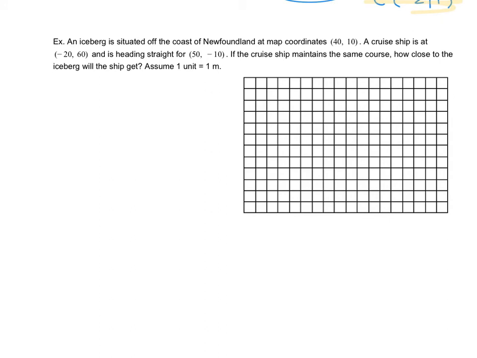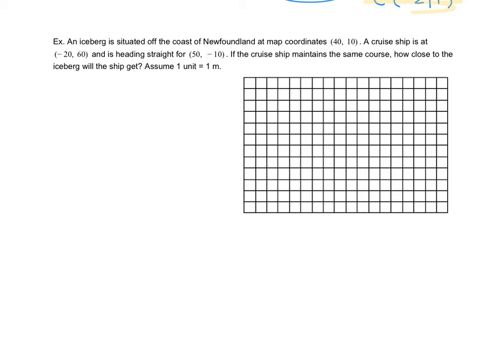So an iceberg is situated off the coast of Newfoundland at map coordinates 40, 10. A cruise ship is at negative 20, 60 and is heading straight for 50, negative 10. So that's a line for the cruise ship direction. If the cruise ship maintains the same course, how close to the iceberg will the ship get? Assume 1 unit equals 1 meter.